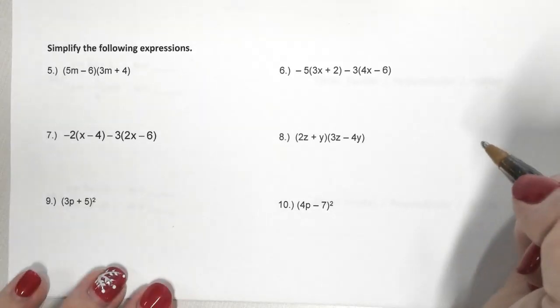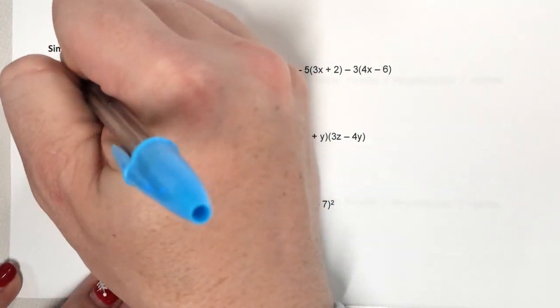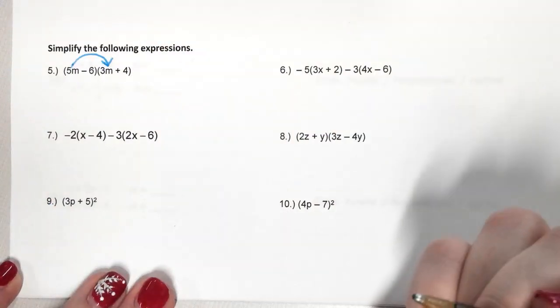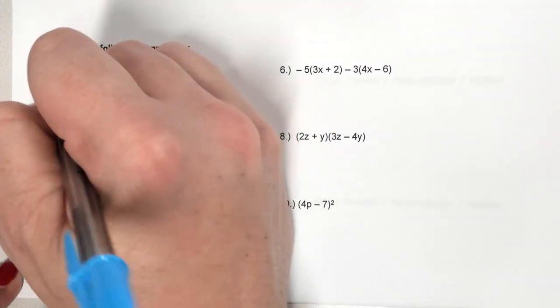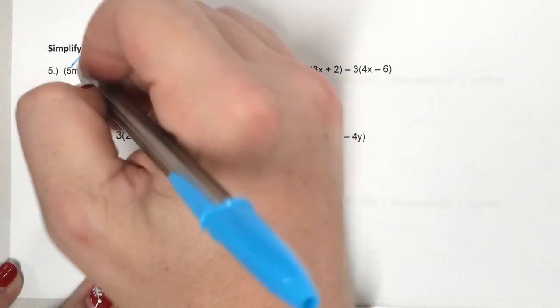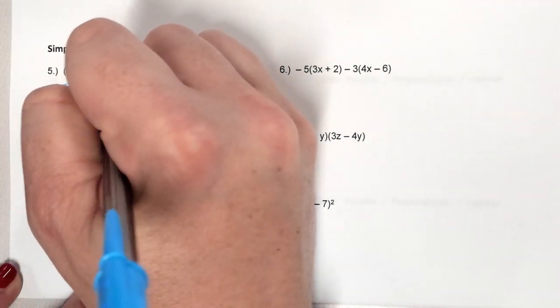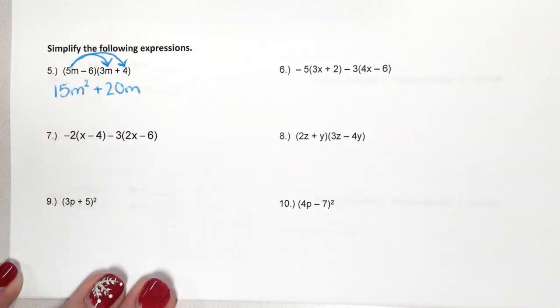Okay, number 5 says simplify the following expressions. So here we're multiplying. 5m times 3m, well 5 times 3 is 15, and m times m is m twice, so m squared. 5m times 4, well 5 times 4 is 20, and m once.